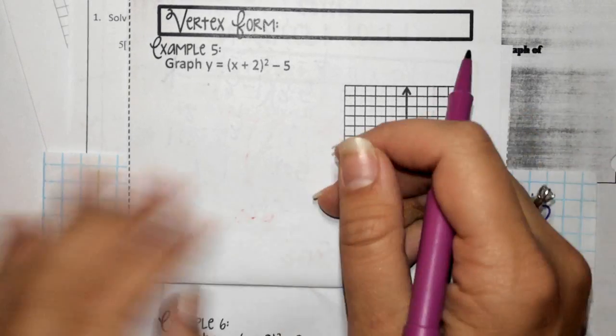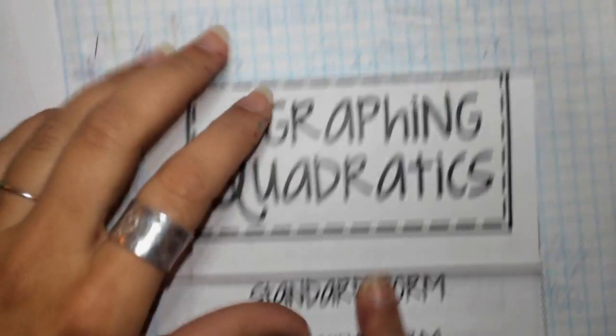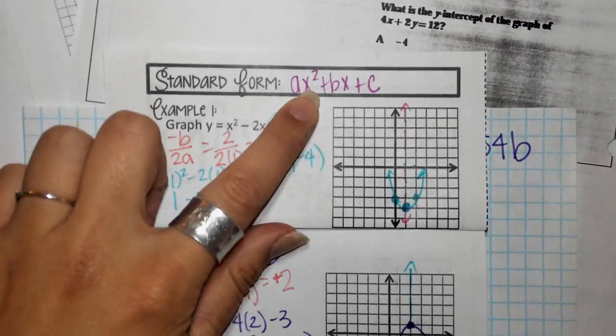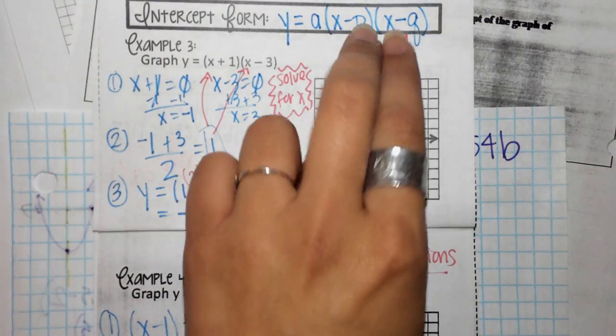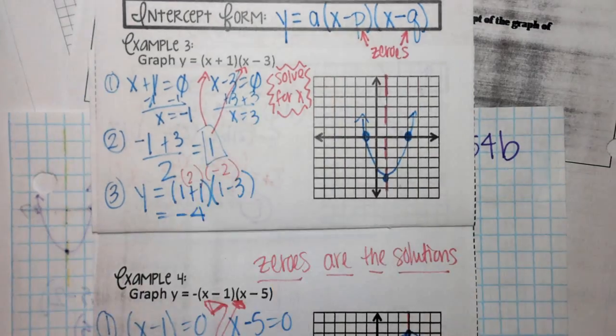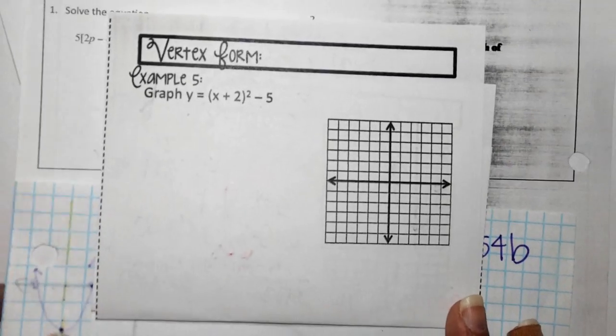So vertex form is our final form. Our first form was standard form, which was ax squared plus bx plus c. Then we learned intercept form, where we have our zeros. Our zeros are where it crosses the x-axis. Today is vertex form. What do you think they're going to give us in vertex form? The vertex.